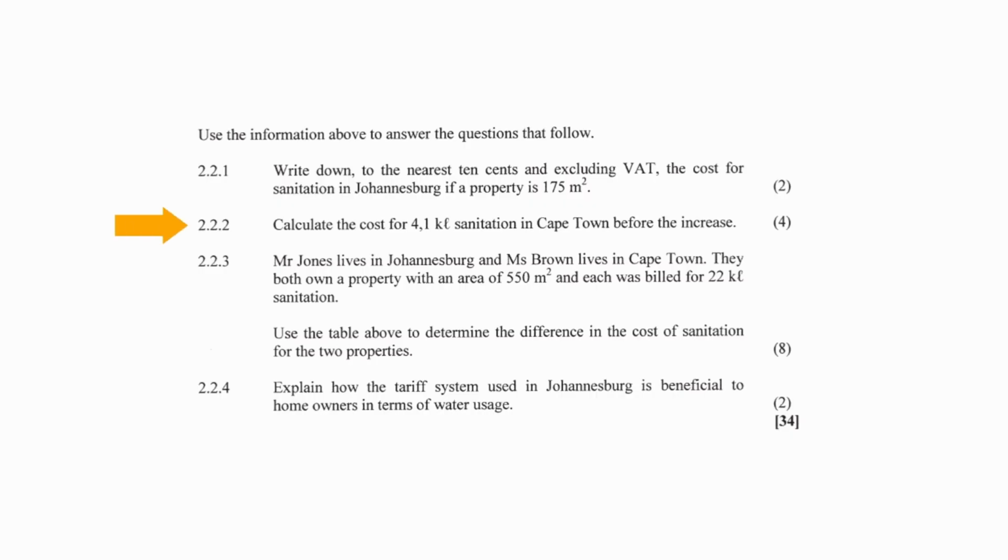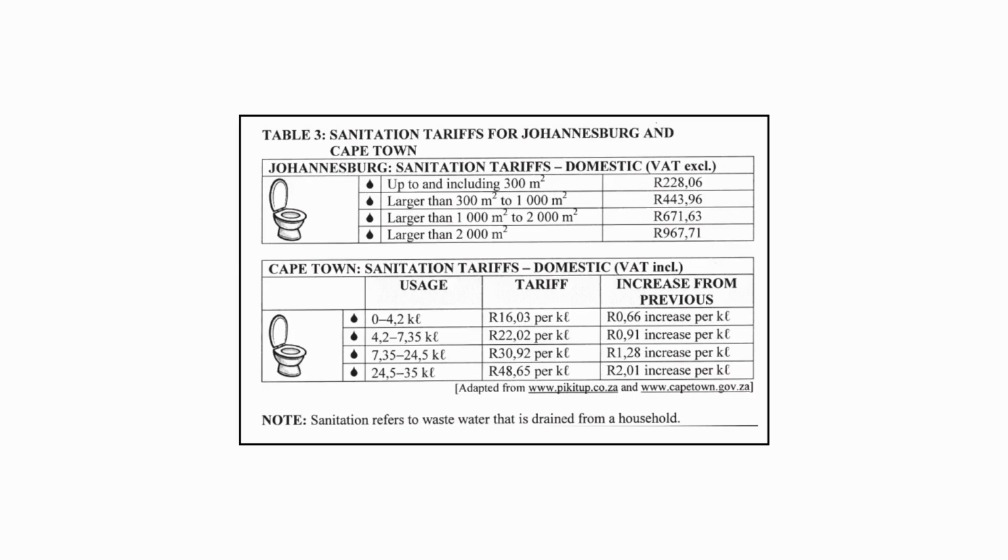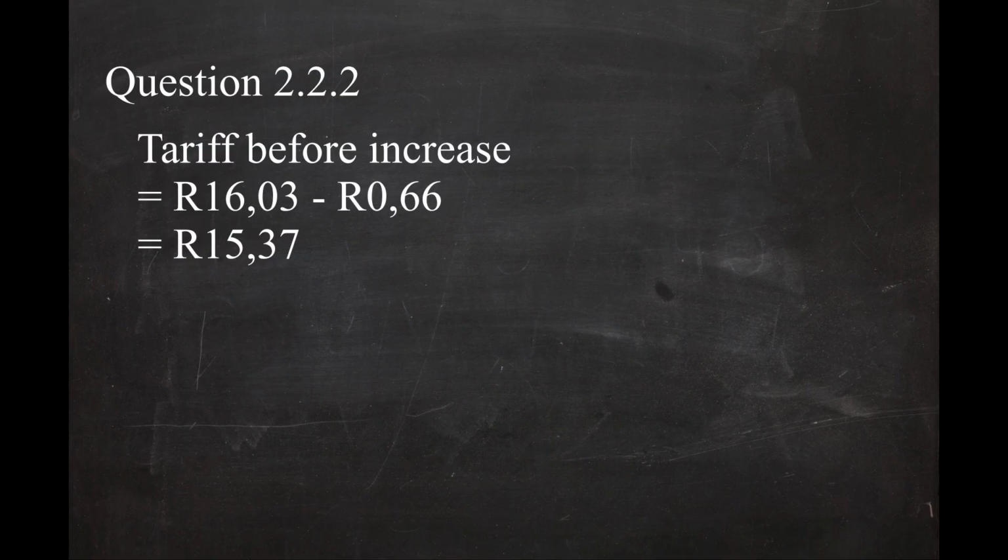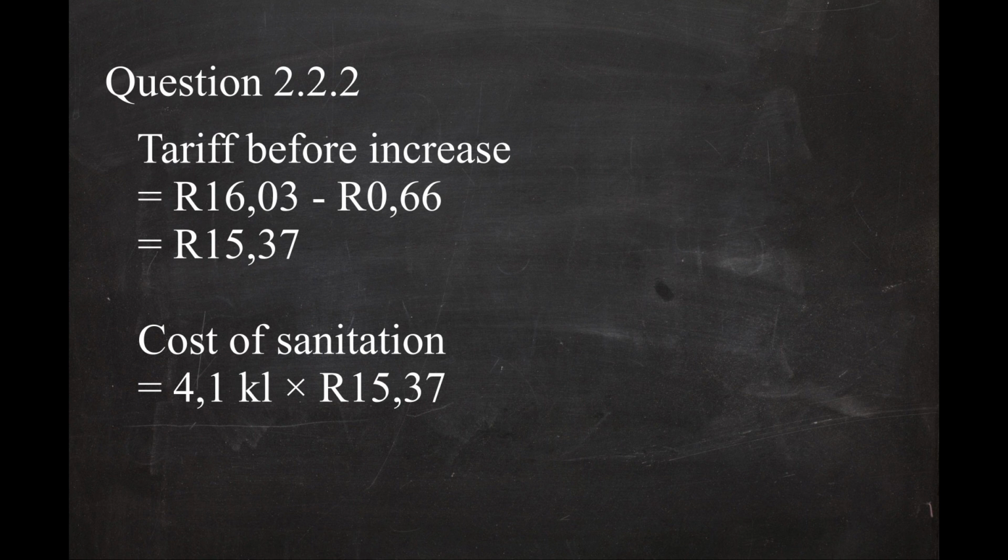In question 2.2.2, you are instructed to calculate the cost of 4,1 kiloliters of sanitation in Cape Town before the increase. According to Table 3, the tariff rates after the increase are given in this column. This column indicates how much the tariff increased by. In the first step, there is an increase of 66 cents. So the tariff for this step was 16 Rand 3 cents per kiloliter minus 66 cents per kiloliter, and this equals a tariff of 15 Rand 37 cents per kiloliter. So the cost of 4,1 kiloliters of water in Cape Town is 4,1 kiloliters multiplied by the tariff of 15 Rand 37 cents per kiloliter, and this equals a cost of 63 Rand 2 cents.